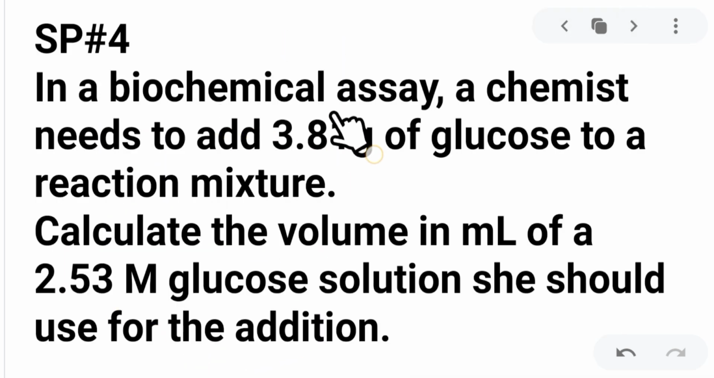In a biochemical assay, a chemist needs to add 3.81 grams of glucose to a reaction mixture. Calculate the volume in milliliters of a 2.53 molarity glucose solution she should use for the addition.